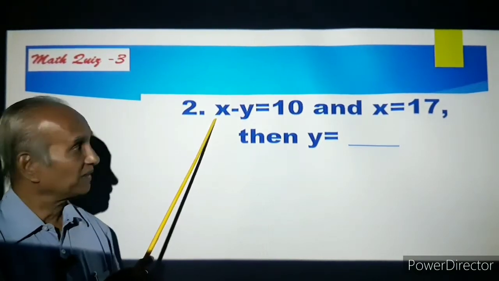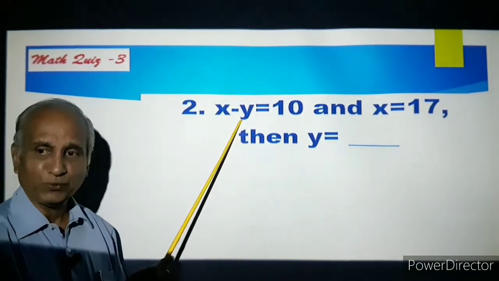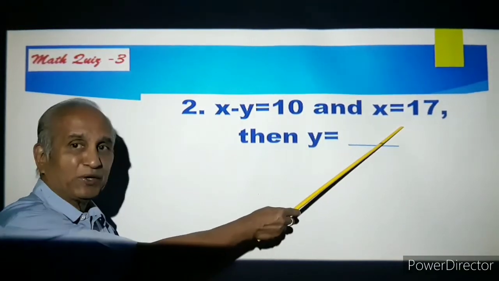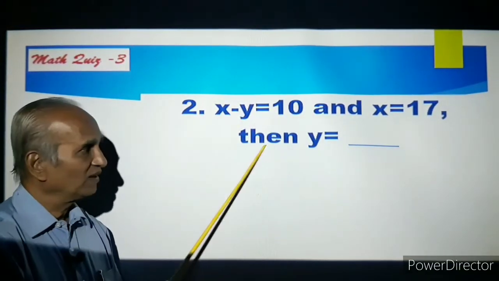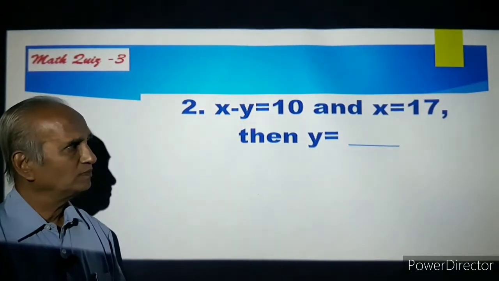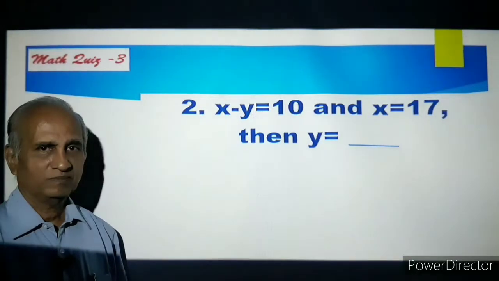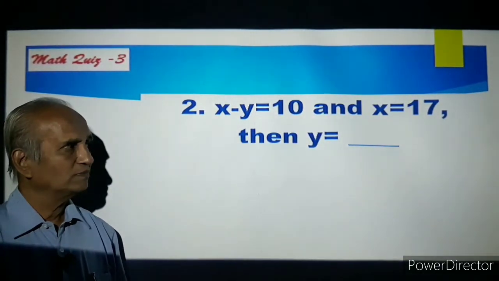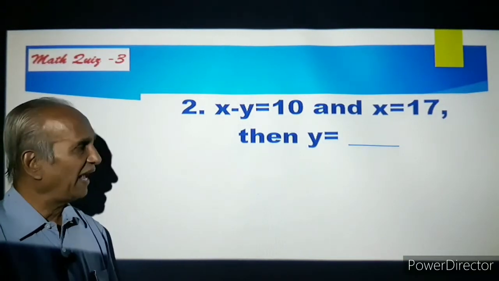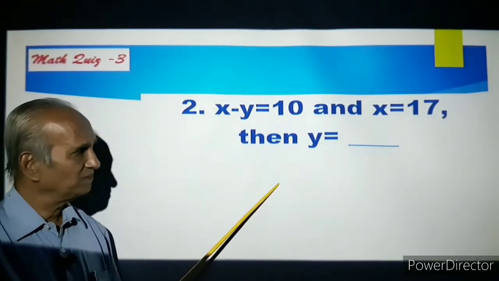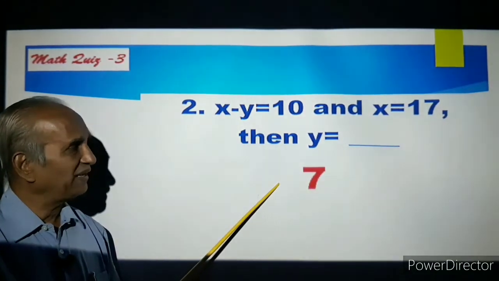Now the second question. X minus y is 10 and x is equal to 17. Then how much is y? The answer is 7.